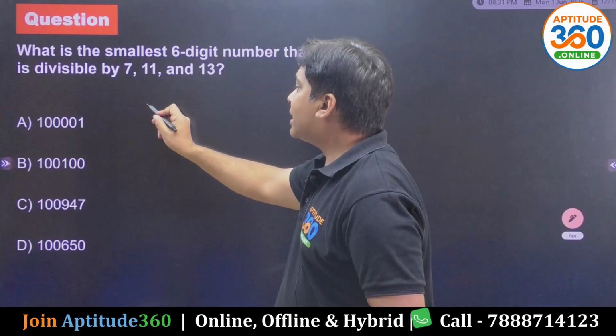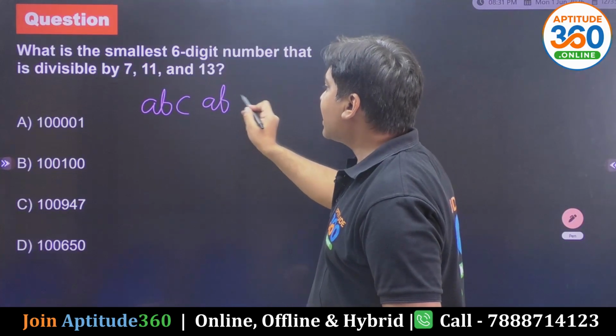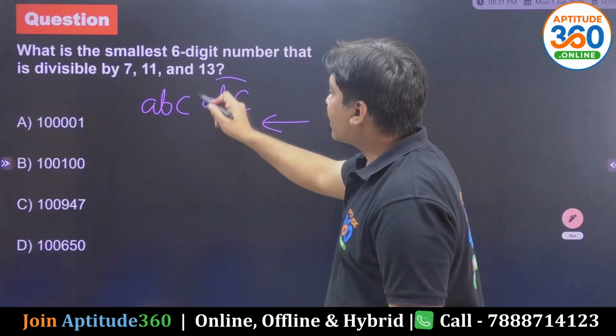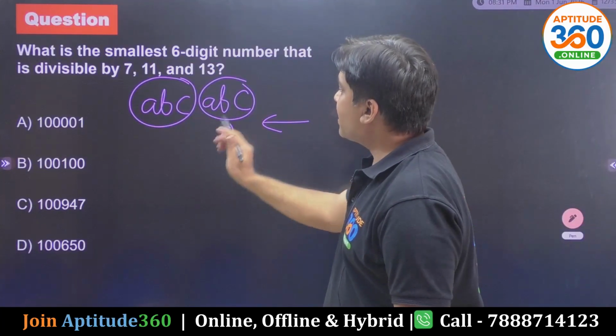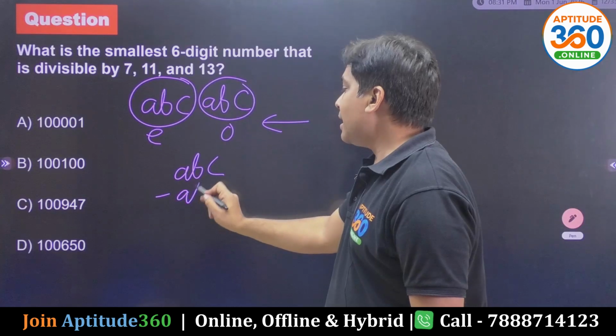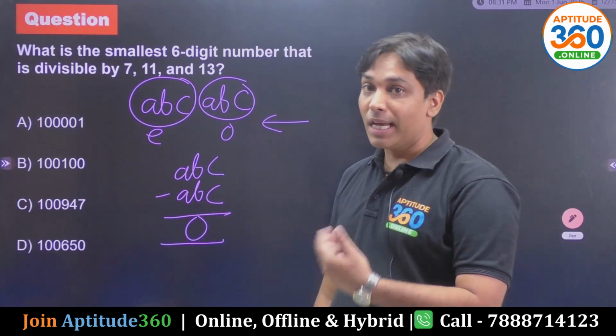If you write ABC and then ABC, something like this, right? And then you make a packet of 3 digits, and then you say this is the digit from this place, it is the odd, and then this is the even. ABC minus ABC is equal to 0. I know that you're understanding nothing as to what I am saying.